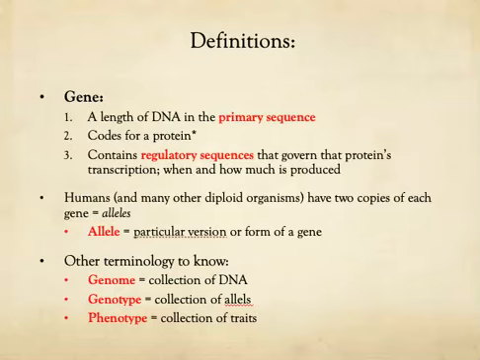Other terminology to review are the terms genome, genotype, and phenotype. When you read the term genome, we're talking about the collection of DNA that an organism has. The genome includes all the DNA, not just the genes or the alleles within the DNA, but all of the DNA. Because, of course, there's a lot of DNA that is not genes.